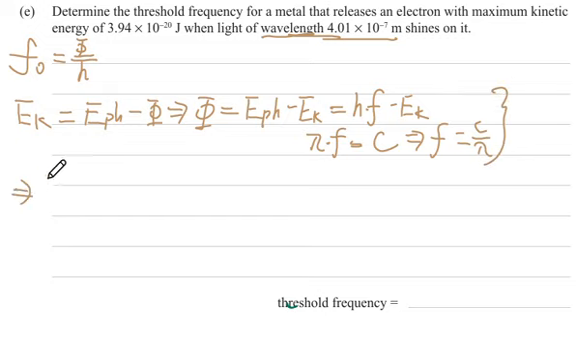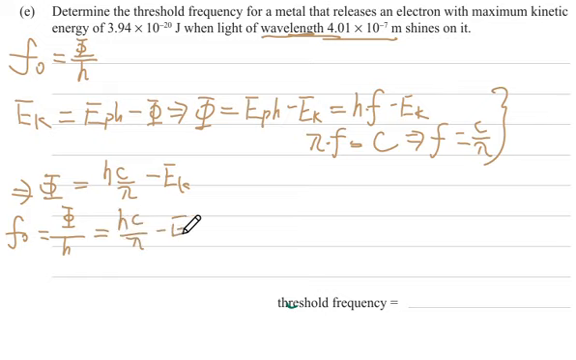So we will have phi is going to be equal to hc over lambda minus Ek. And since we have f0 is phi over h, we can rewrite it as hc over lambda minus Ek, all over h. And we can cancel out h for this one. So we have c over lambda, and here is going to be minus Ek over h.